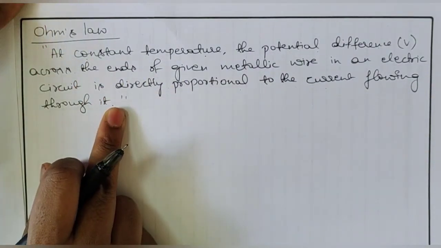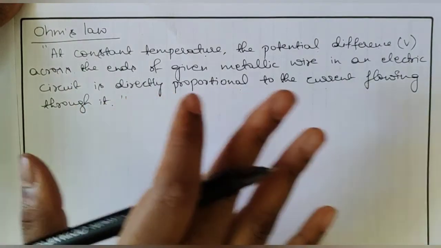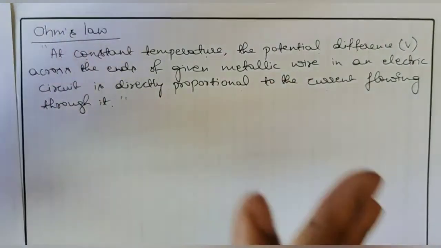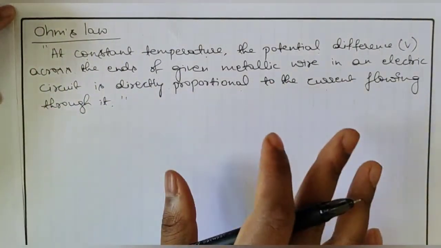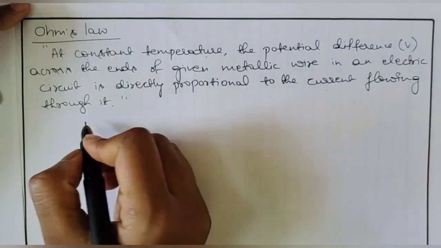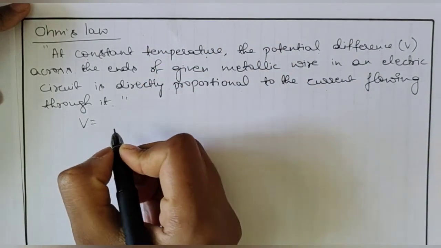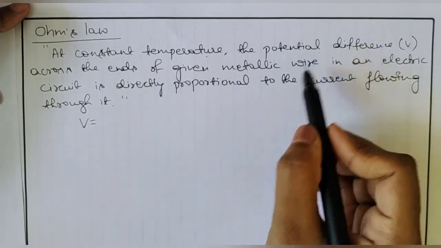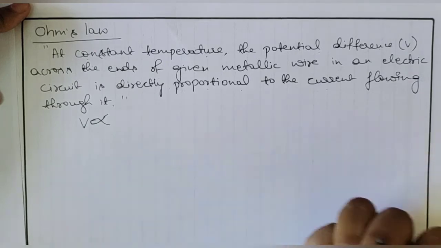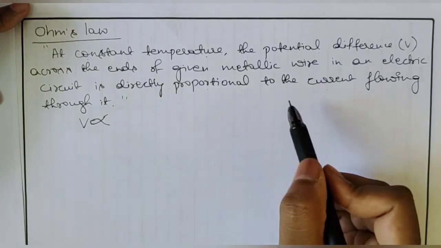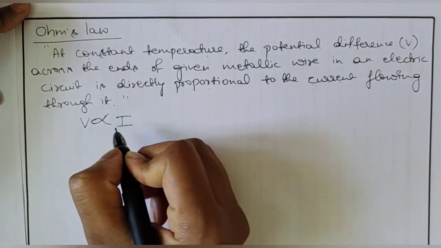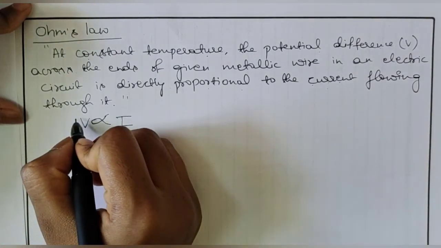So once again I'll repeat. What is the definition of Ohm's law? At a constant temperature, the potential difference across a given metallic wire in a circuit will be directly proportional to the current flowing through it. Now the same definition I can make into a formula. V is, sorry, it is not equal, it is directly proportional. Directly proportional to what? To the current flowing in the circuit. That means V is directly proportional to I.